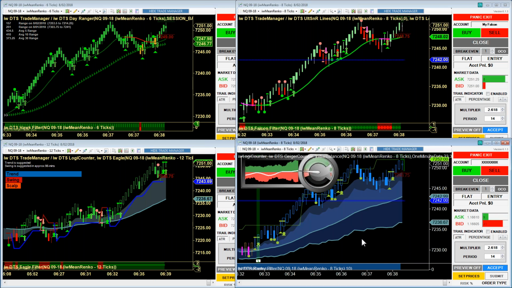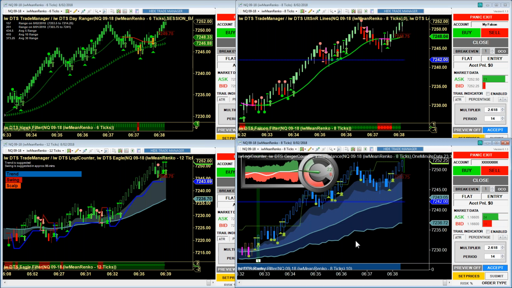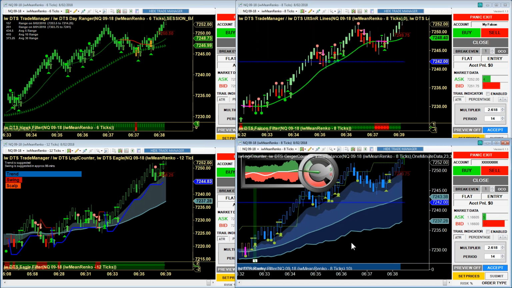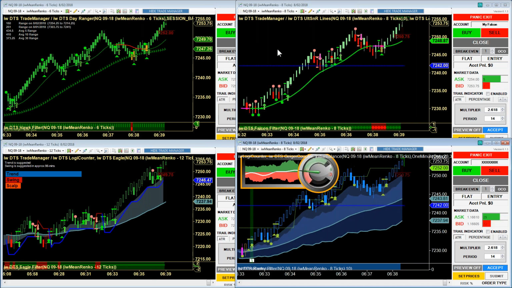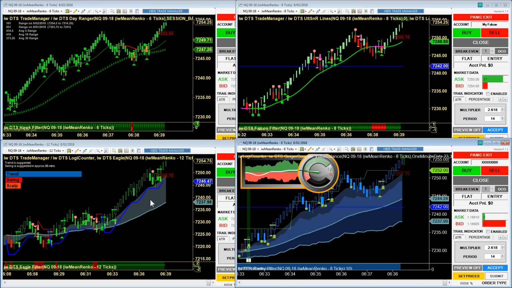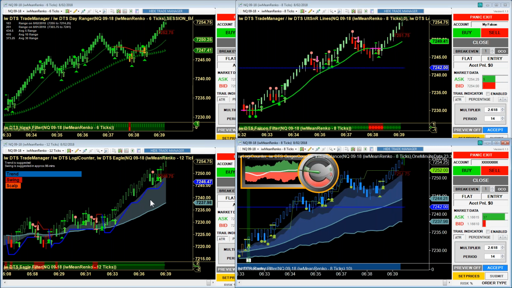Are you at a disadvantage by trading the Raptor only? No, most definitely not. I know some DTS owners who only trade one of the three because they've become most comfortable with it.